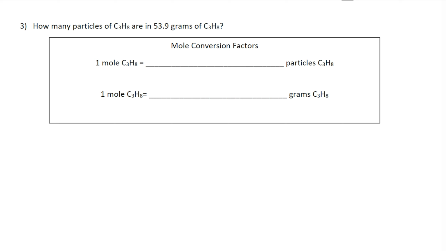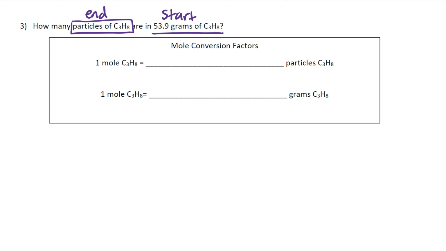All right, question number 3. Again, hit pause, record the question, record your mole conversion factors, and this time you try to do the mole conversion factors all on your own. The starting value is 53.9 grams of C3H8, or you can say trihydrogen octahydride. That's our start. And you're solving for particles of this substance. That's your end. And let's complete those mole conversion factors.